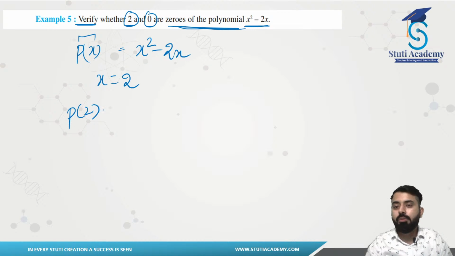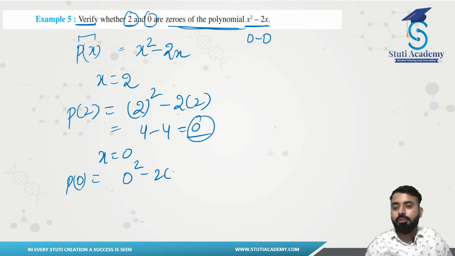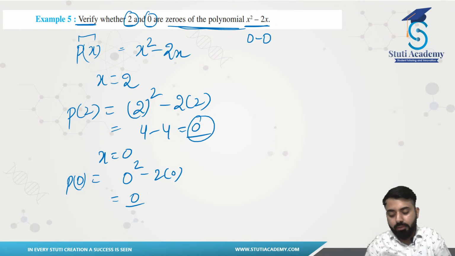So p of 2 will be 2 square minus 2 into 2. This will be 4 minus 4, that will be 0. This indeed is a zero of the polynomial, right? Because you have got an answer which is 0. Now just replace the value with x equals to 0. If I put x equals to 0, you see this will be 0, this will be 0. So p of 0 itself will be 0 square minus 2 into 0. It will be 0. So both of these values are zeros of your polynomial, right? Easy. So that is how you are going to attempt this one.